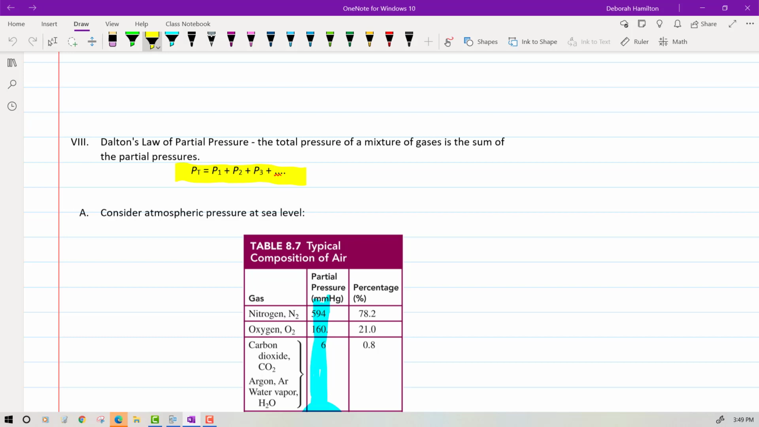All right, but we're done. And that is this chapter on gas laws.